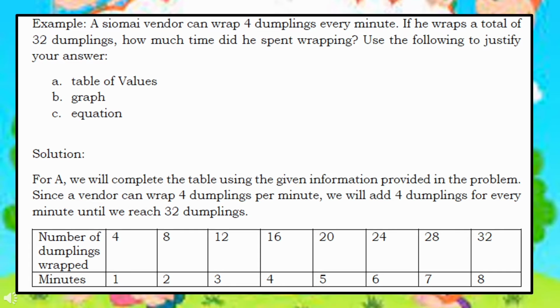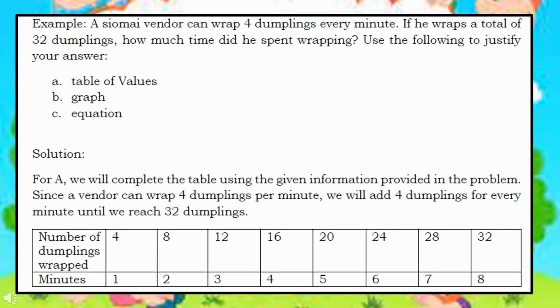So we have here an example. A Siomai vendor can wrap 4 dumplings every minute. If he wraps a total of 32 dumplings, how much time did he spend wrapping? Use the following to justify your answer. So we're going to use the table of values, the graph, and the last one is the equation. So we have here the solution.